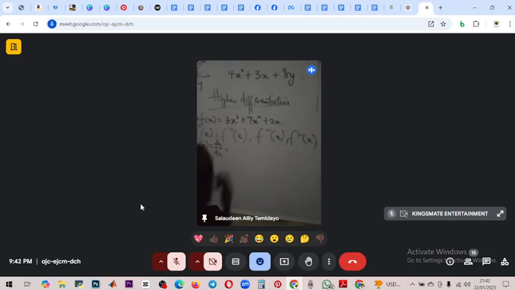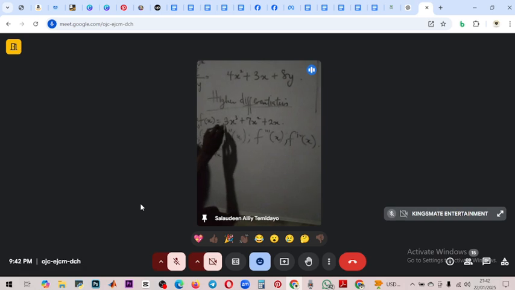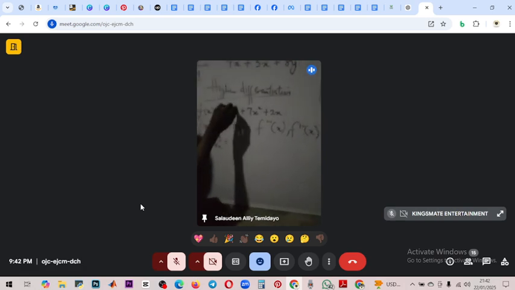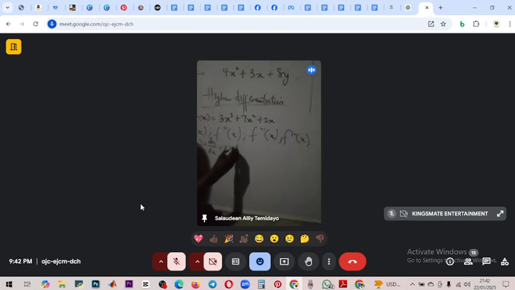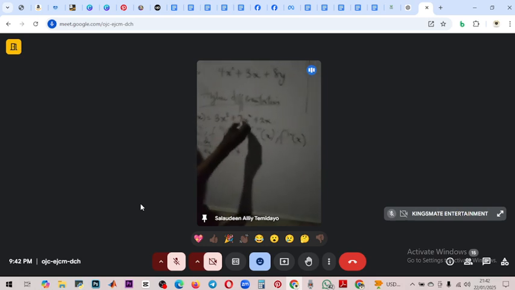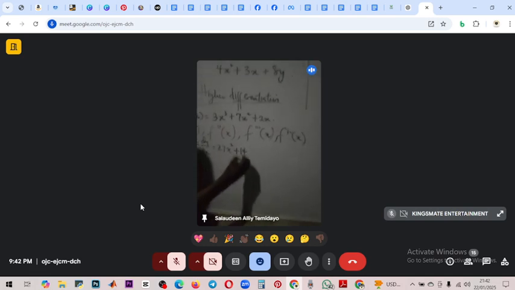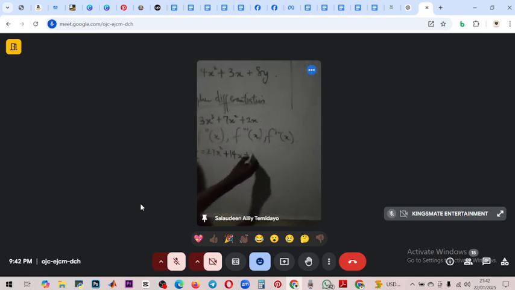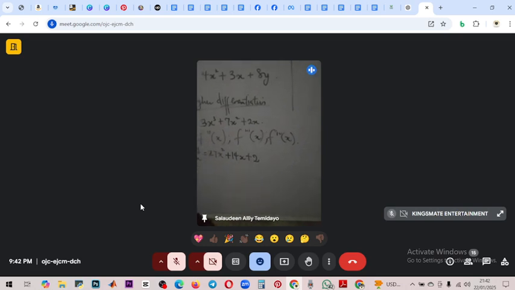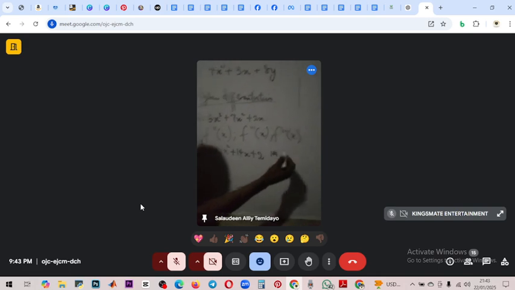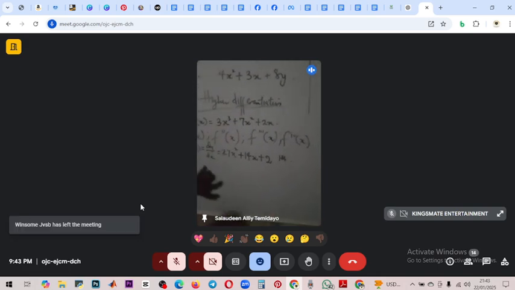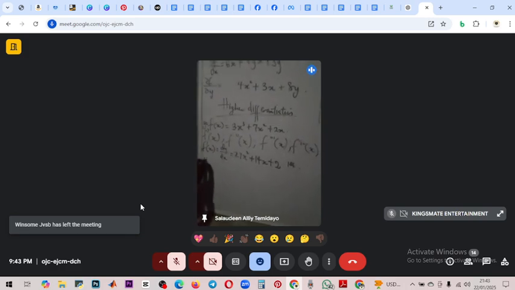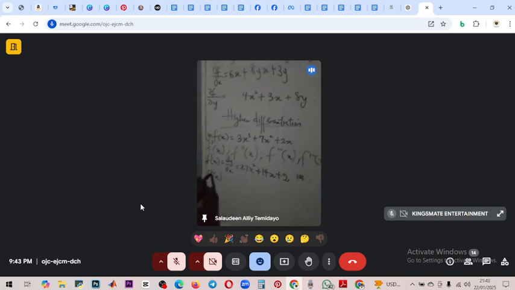And that is equal to, differentiate this, 3 times 3x raised to power 3 minus 1. That is 27x raised to power 2 plus 2 times 7x raised to power 2 minus 1. That's 14x plus 2. This is the first derivative. We've just differentiated first. What's going to be the next one? That is the second derivative. That is f double prime of x.